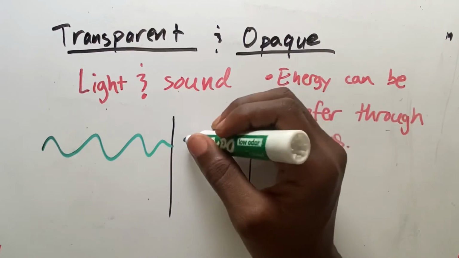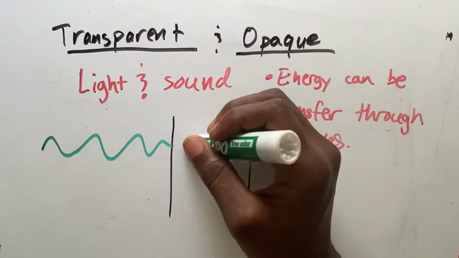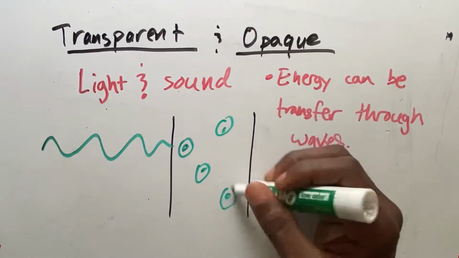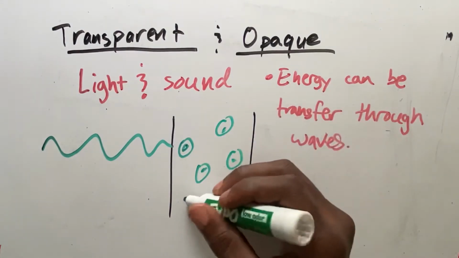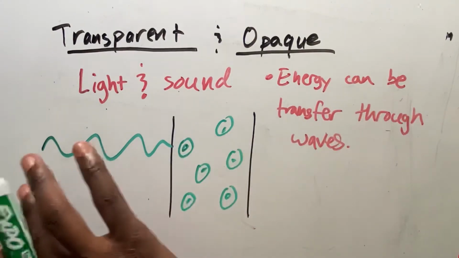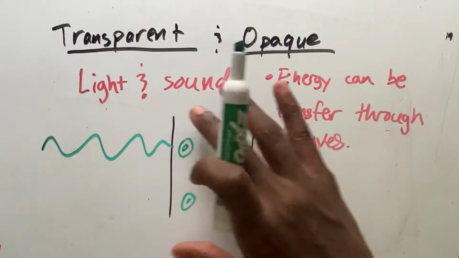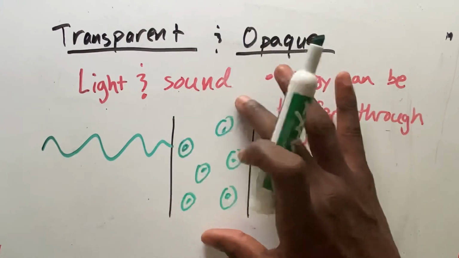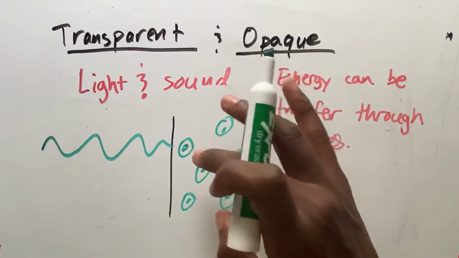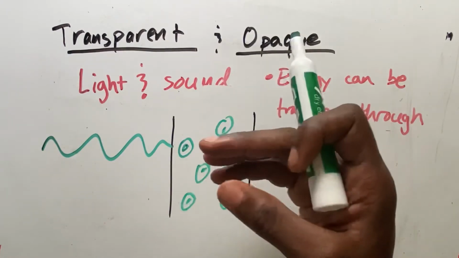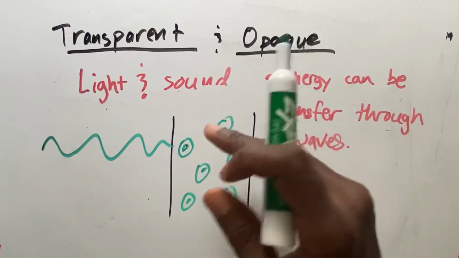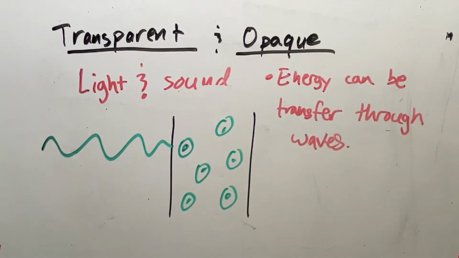So I'm not sure how I'm gonna draw this. Let's draw it like that. It's a little atom there, little atom here, little atom here, little atom here. Boom. So these are the little atoms inside this material. The light then hits this material. The light's gonna travel through it. So in order for the light to travel through this material, these atoms have to absorb and emit this light basically over and over until the light passes through.